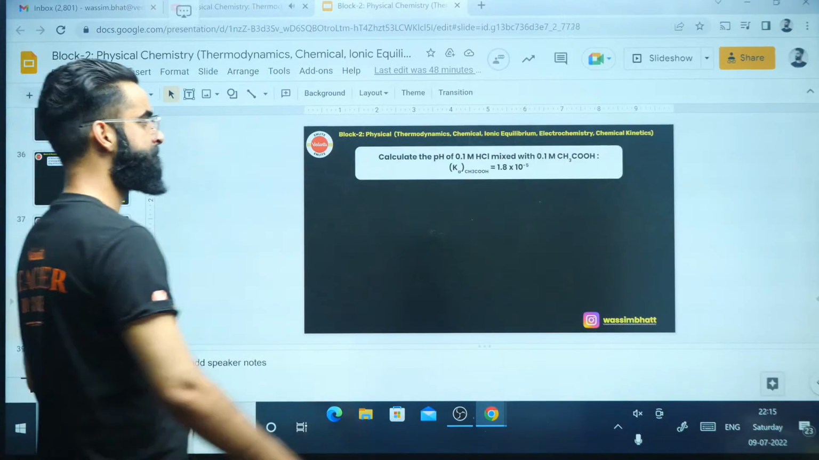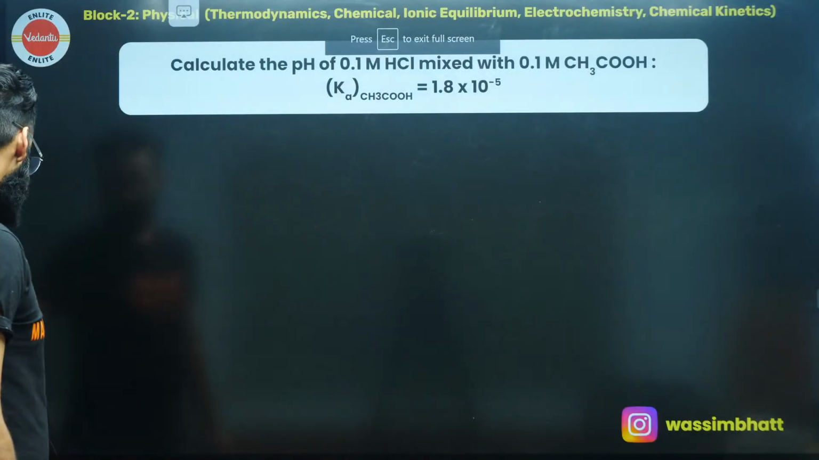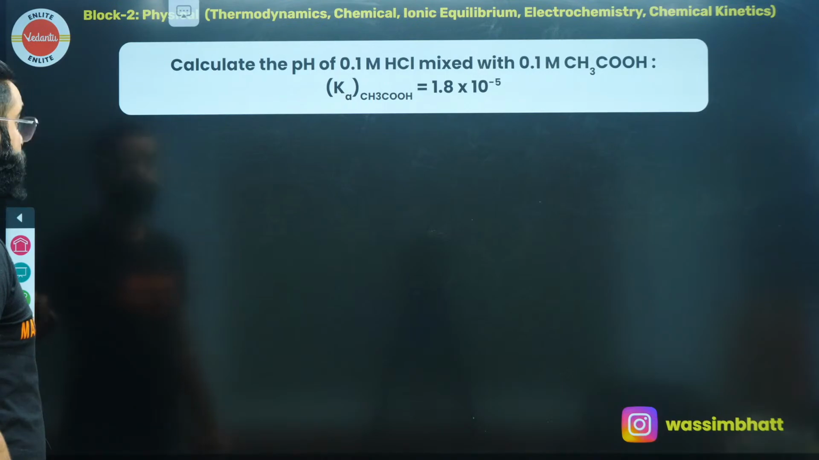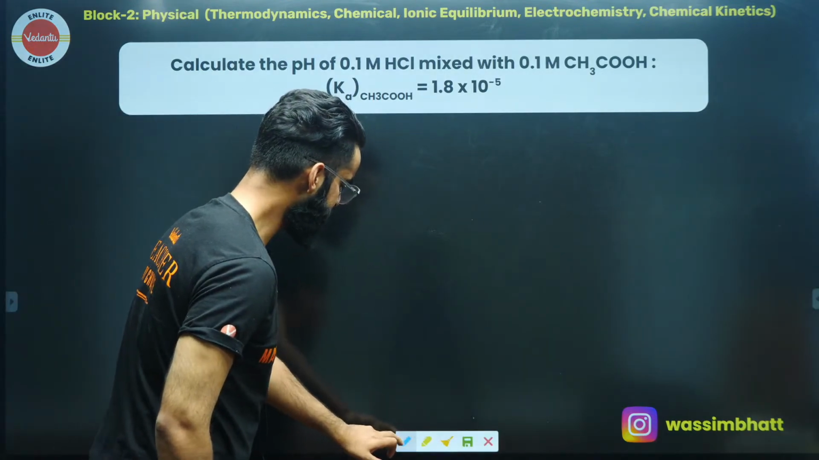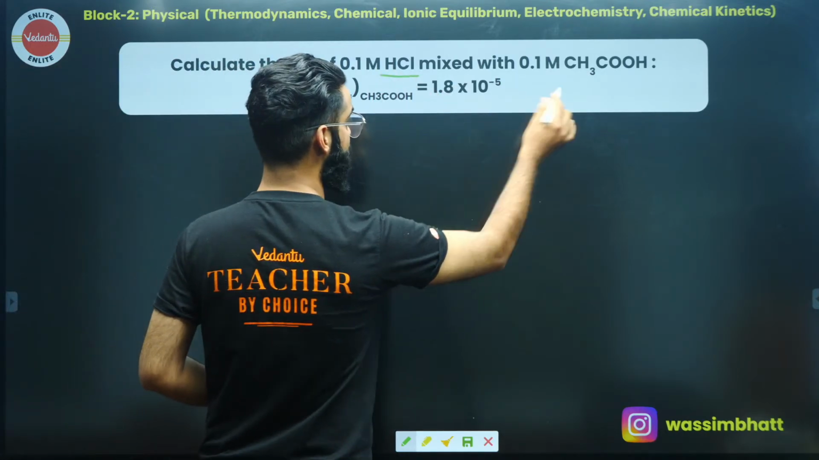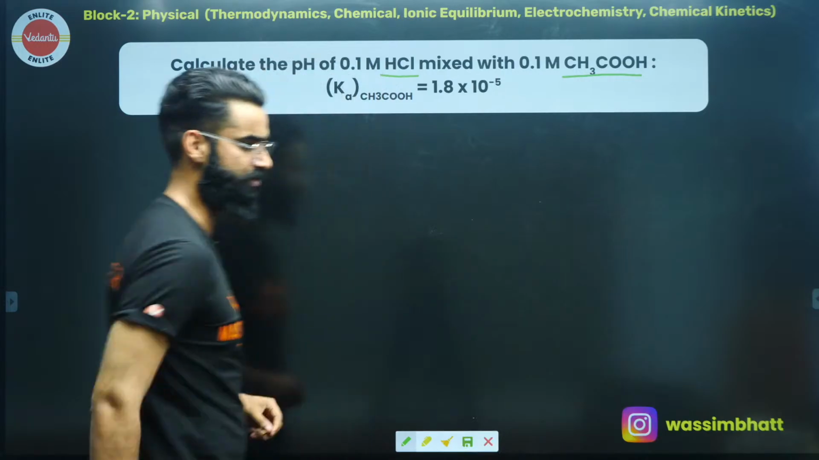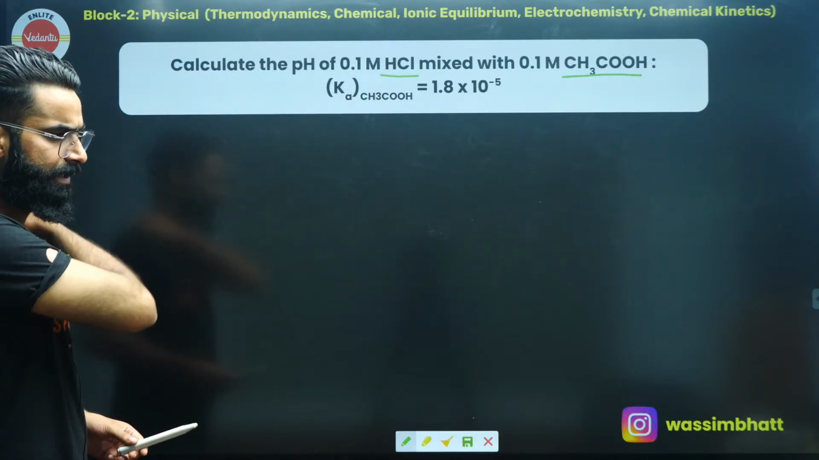Perfect, guys. Have a look at one more question. The question is, calculate the pH of 0.1 molar HCl mixed with 0.1 molar CH3COOH, right?